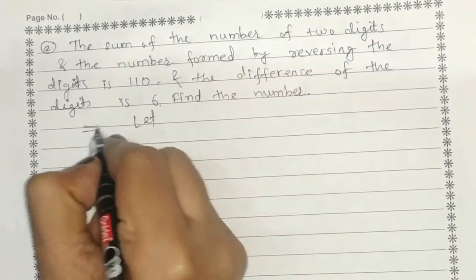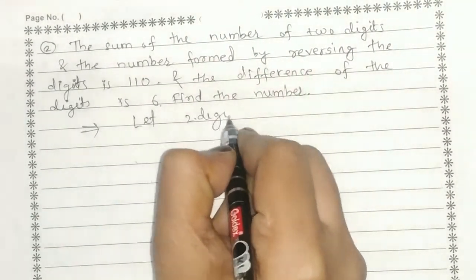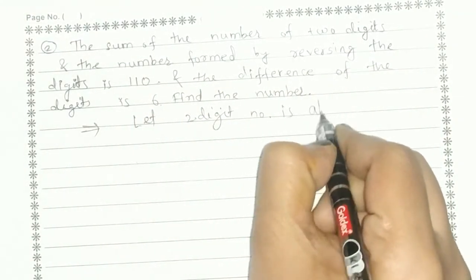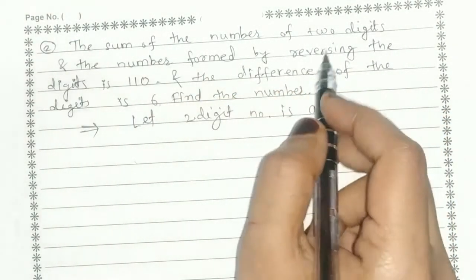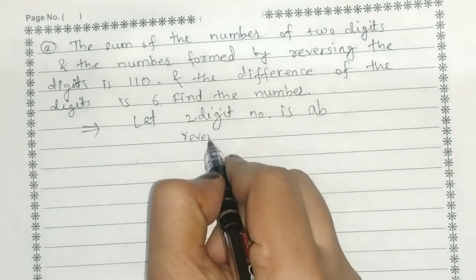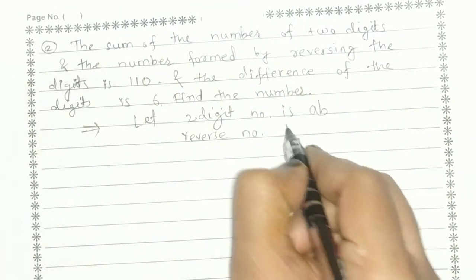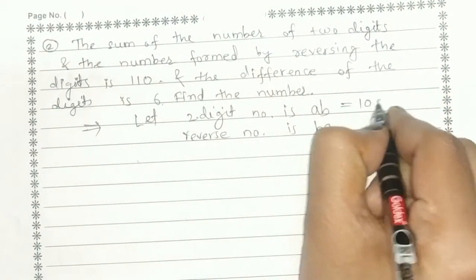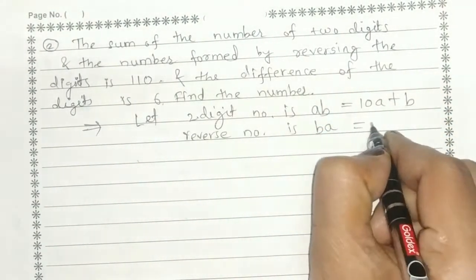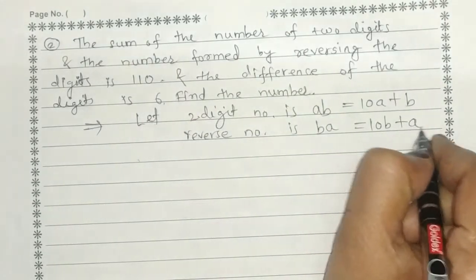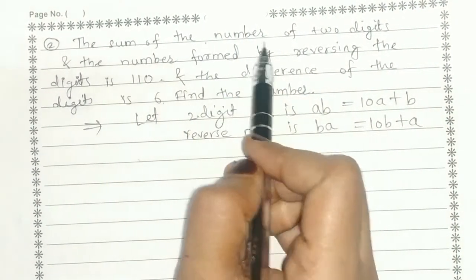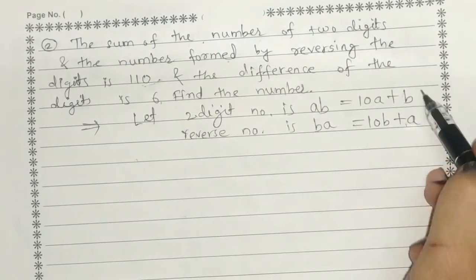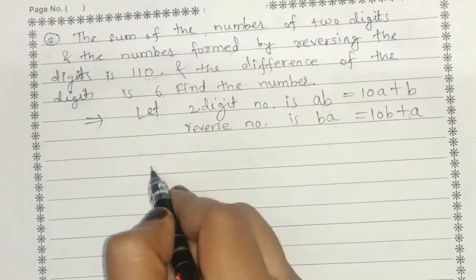Let the 2-digit number be AB. And we want its reverse also, so the reverse will be BA. AB is what, friends? Here it is 10A plus B, and the reverse will be 10B plus A. And the sum of the number of 2 digits and the number formed by reversing is 110, so the sum of these two is 110, according to equation 1.